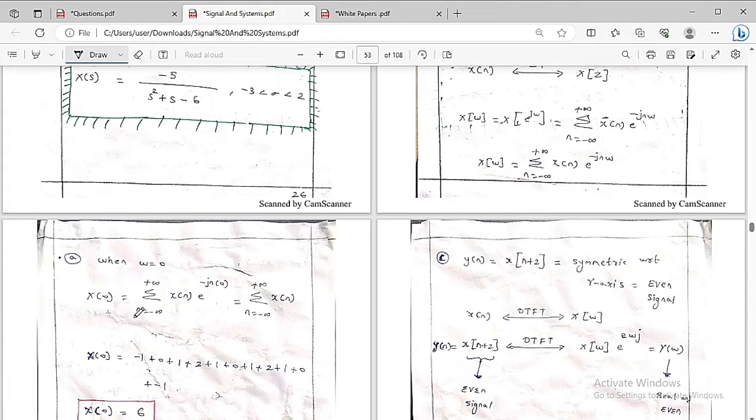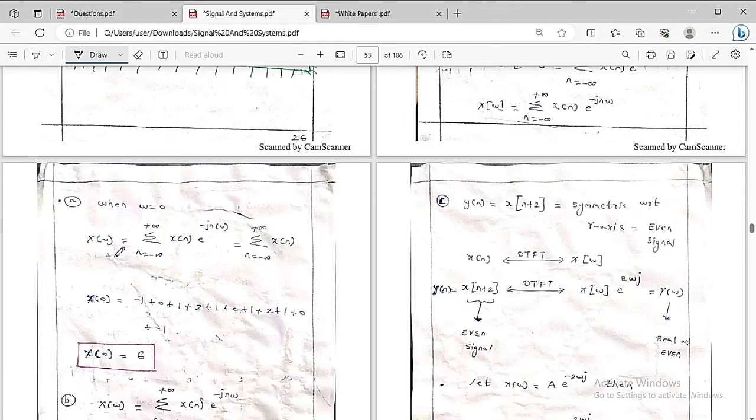So X of 0 is equal to sigma n equals minus infinity to plus infinity x of n into e to the power of, wherever omega is there, I replace omega by 0, and what you are going to get is e to the power of minus j n into 0. So e to the power of 0 is nothing but 1. So therefore we are going to get sigma n equals minus infinity to plus infinity x of n. Right? So now X of 0 is equal to, I have to do just the summation of all the values.